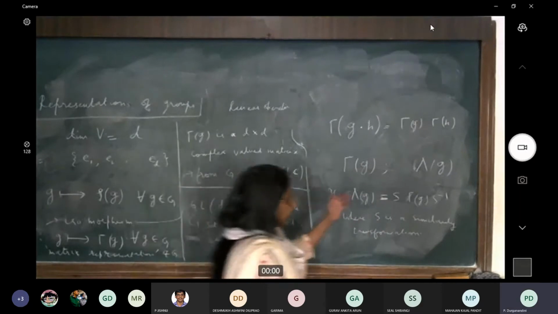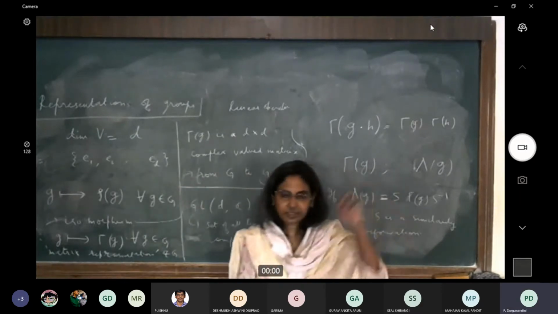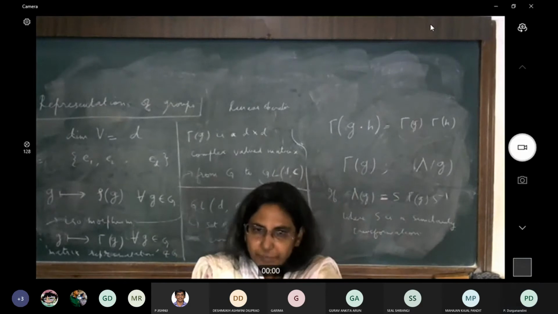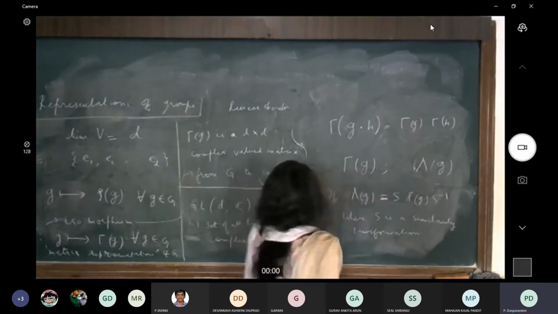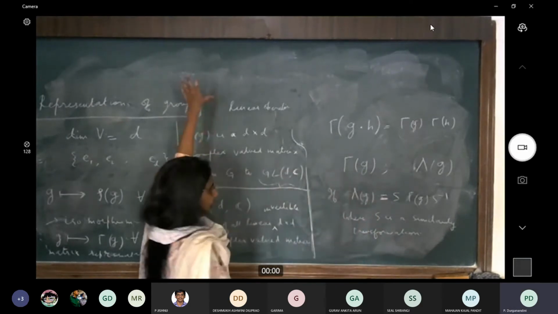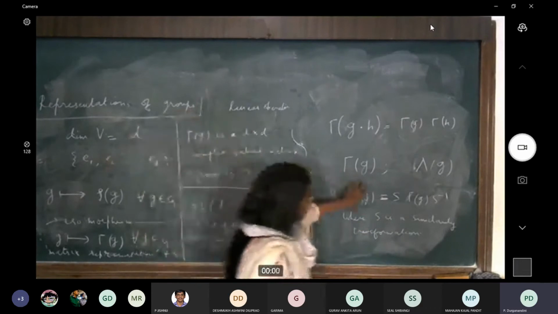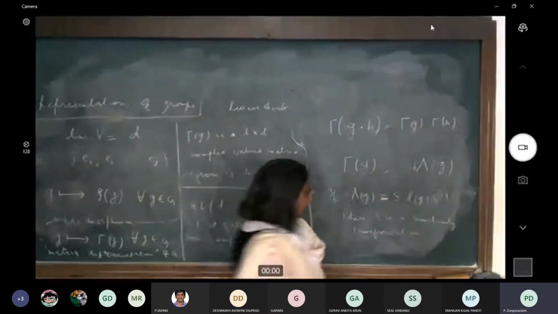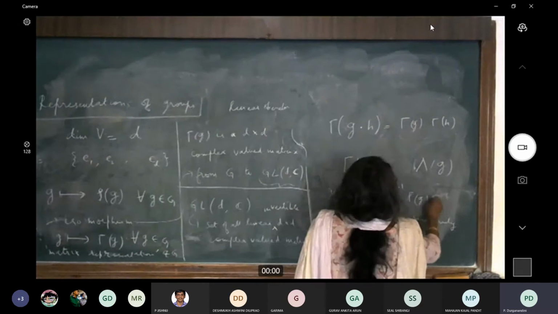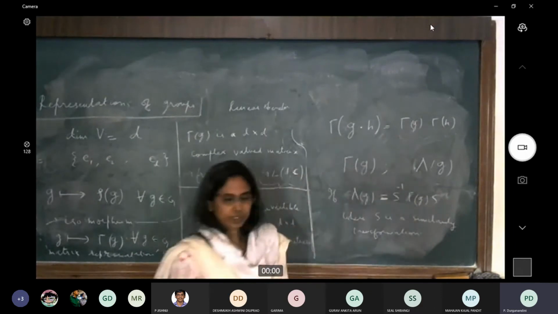Because what does a similarity transformation do on the vectors in the vector space? So I know what gamma of G does on these basis vectors. What will lambda of G do? Let me put this as S inverse gamma S, for example. What will lambda of G do when I act it on a basis vector?